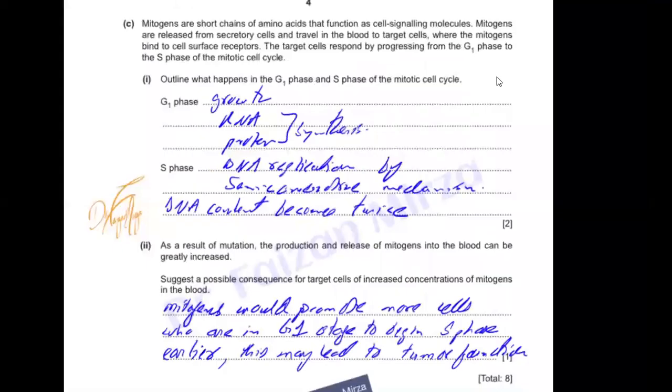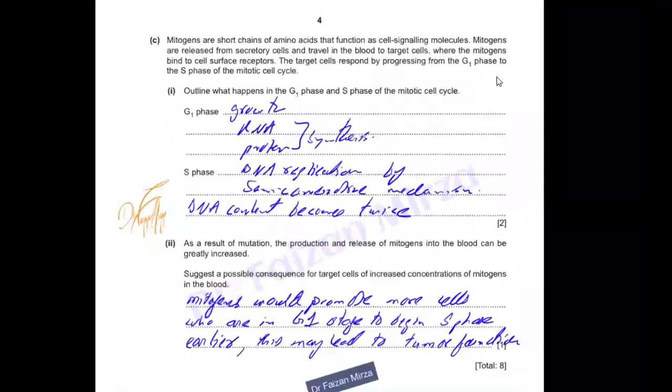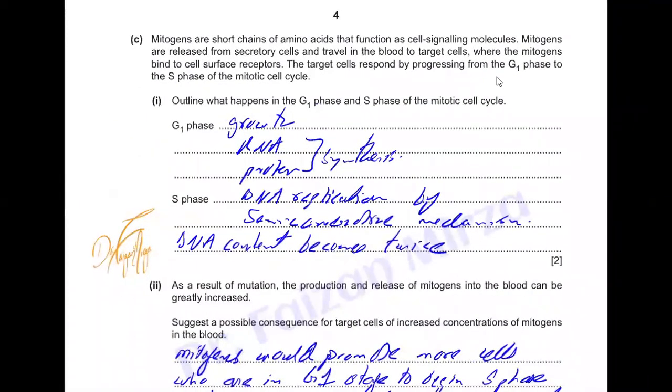Furthermore, this question goes on to another chapter altogether. They're telling you that mitogens are short chains of amino acids that function as cell signaling molecules. Mitogens are released from secretory cells, travel in the blood to the target cells, where the mitogens bind to cell surface receptors. They are cell signaling molecules, so they must bind to cell surface receptors. The target cells respond by progressing from G1 phase to S phase of the mitotic cell cycle. We know in G1 phase growth occurs, and in S phase DNA replication occurs. Outline what happens in G1 phase and S phase.